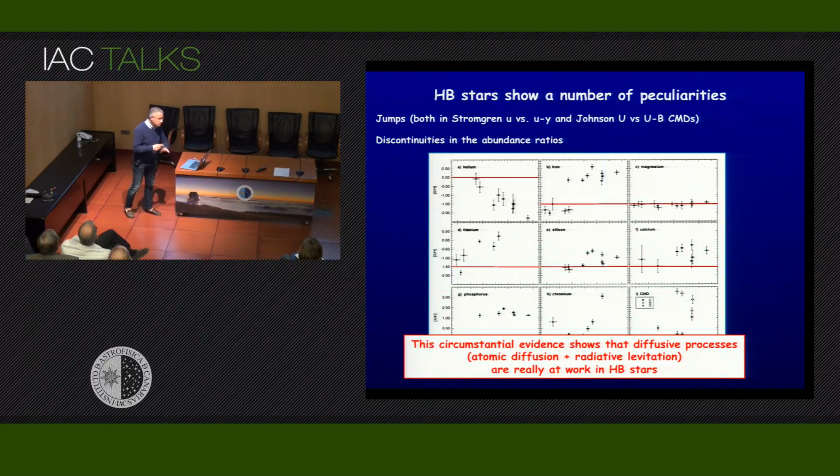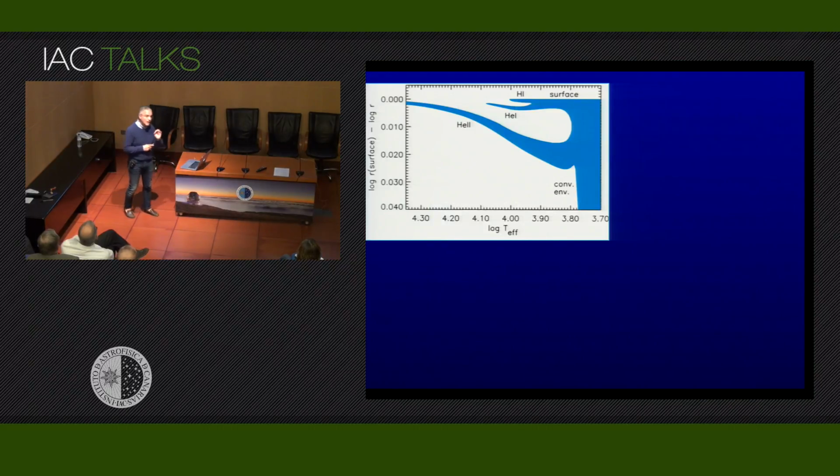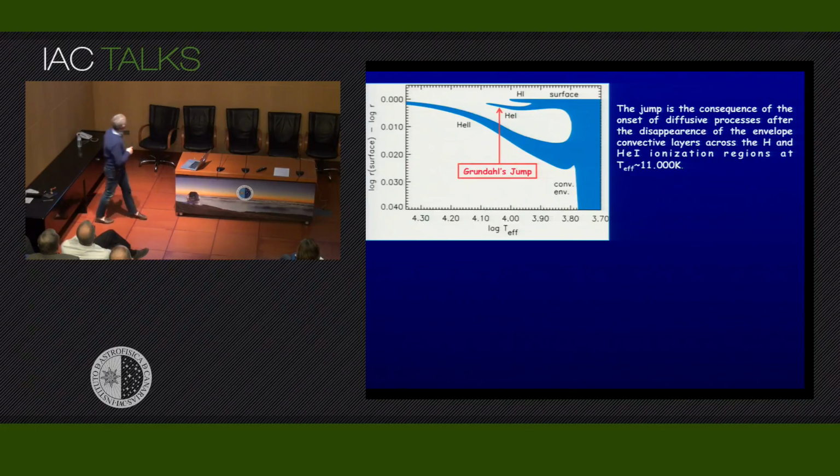The situation now, from a theoretical point of view, is really not good, let me say, and I will show now what is going on. We know very well why 11,000 degrees is the crucial effective temperature, and you can see it here. This is a plot that shows the location of the convective zone in the outer envelope of a horizontal branch star as a function of its effective temperature along the ZAHB. So going from here to here, we are considering red horizontal branch stars and blue horizontal branch stars.